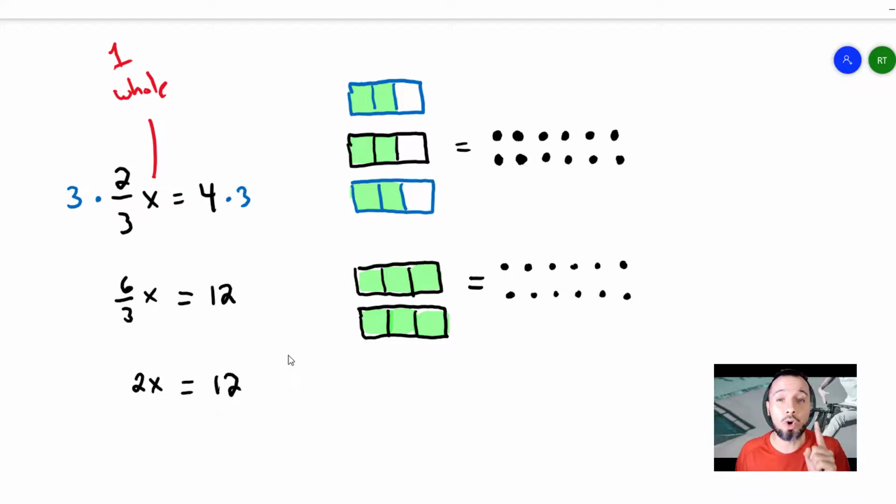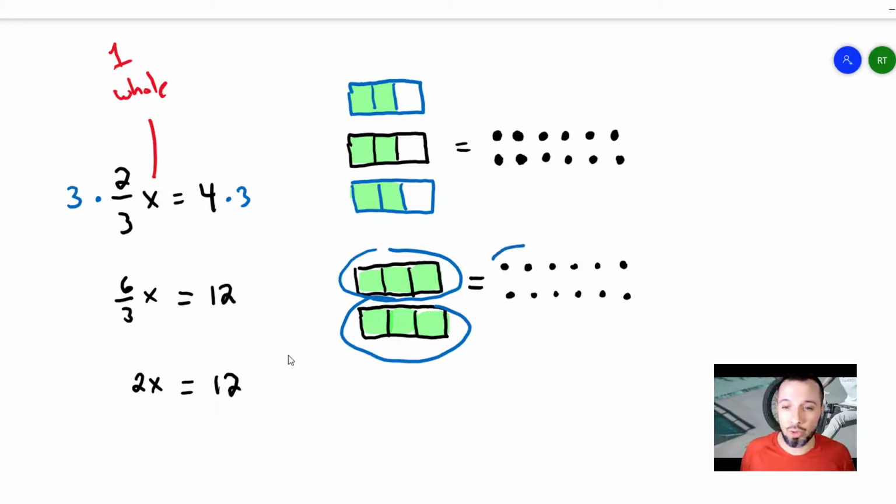We only want 1 whole amount, which means that if I were to split this up into 2 groups, and here's what I mean by that. I'm going to say this is one of my groups, and this is a second group. And then I'm going to do the same thing on the right side.